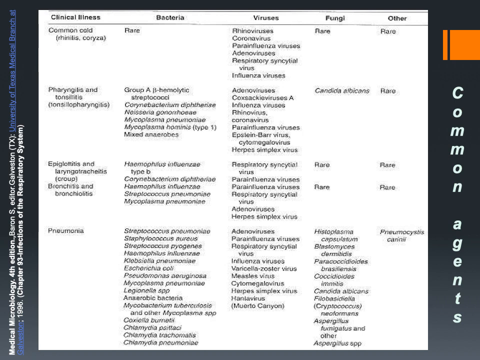So the most common agent responsible for pharyngitis is the type A coxsackie virus. This type of virus causes severity in the pharynx region. Sometimes it results in ulcers also. All this makes it difficult to swallow food, or causes a very sore throat. All those things are related to it.